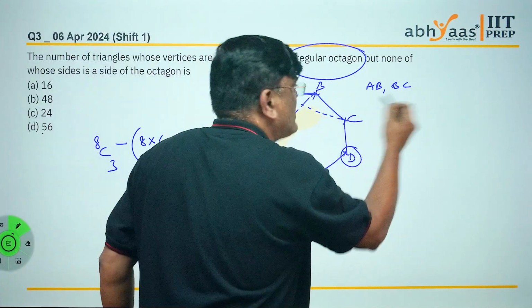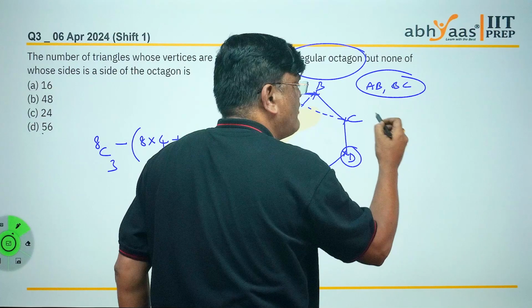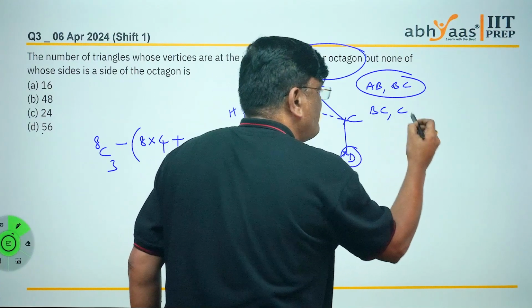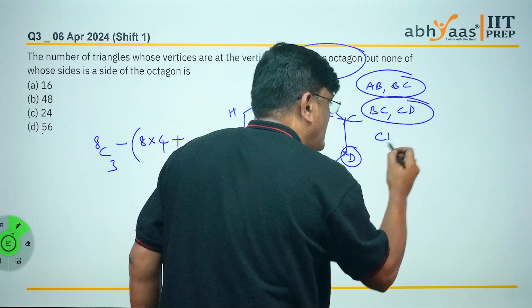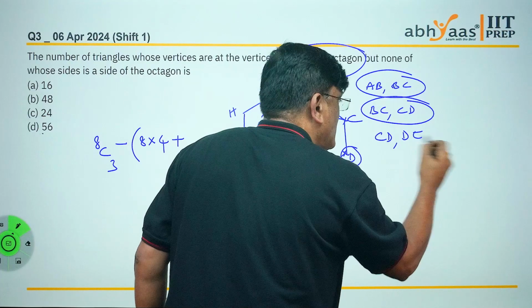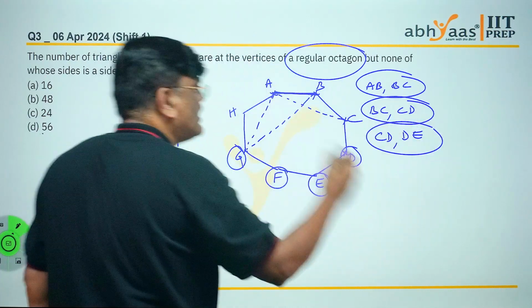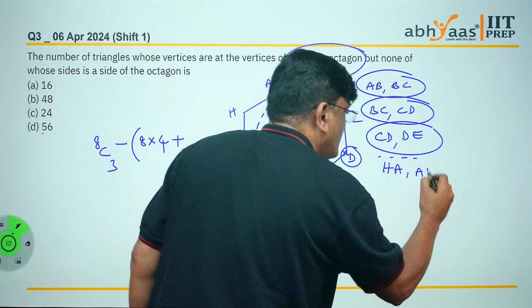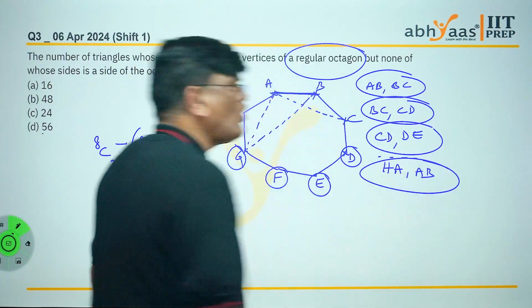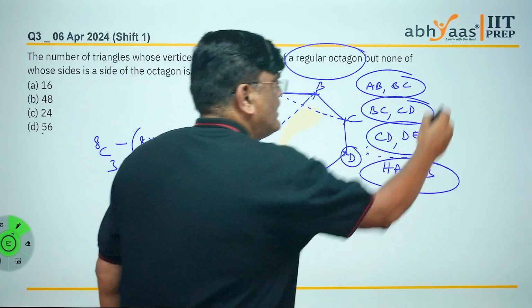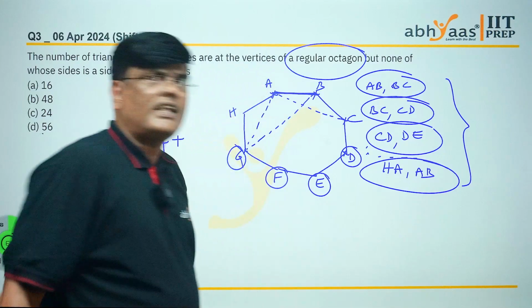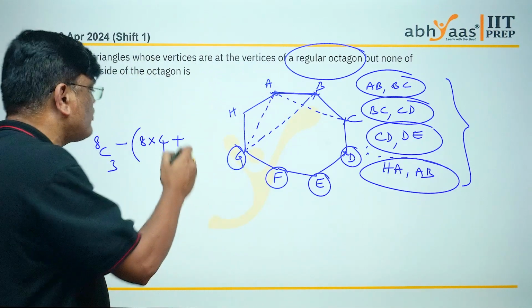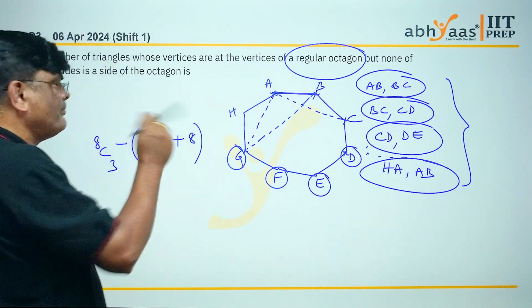Like this, how many ways do we get? AB, BC is one way. Next BC, CD. Next CD, DE. Like this, finally we can take HA, AB. If we count all these, it will be 8. In total, how many ways do we get? 8 ways. That 8 we have to subtract from this total counting.